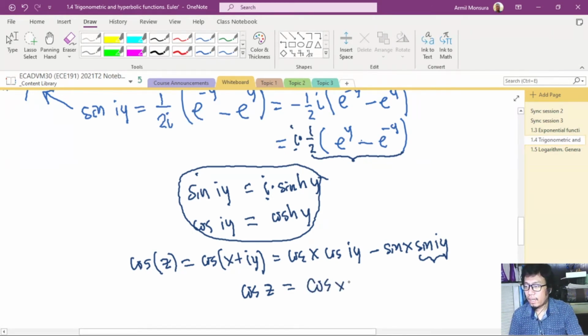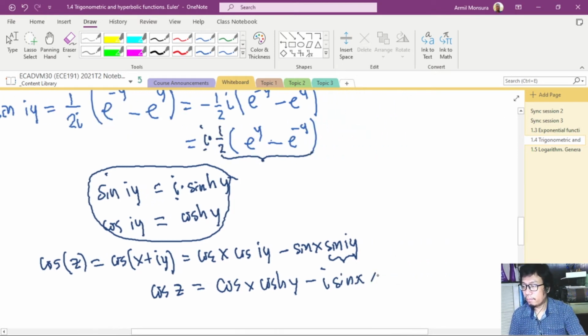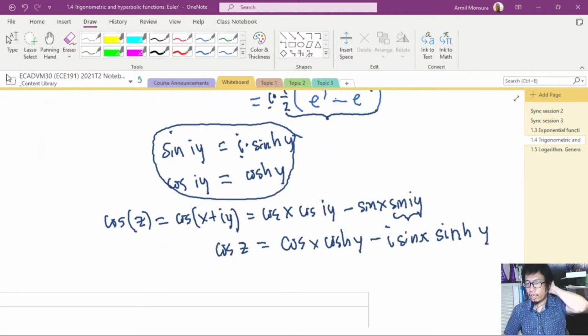cosine of x times hyperbolic cosine of y, minus i, this i comes from this one, but I'll write trigonometric sine first, and then I'll multiply it with hyperbolic sine of y. So at this point, we are now able to establish the formula for cosine of z if z is a complex number.